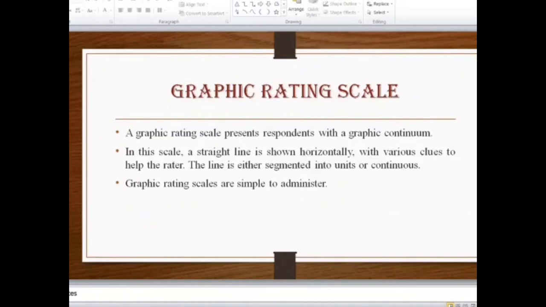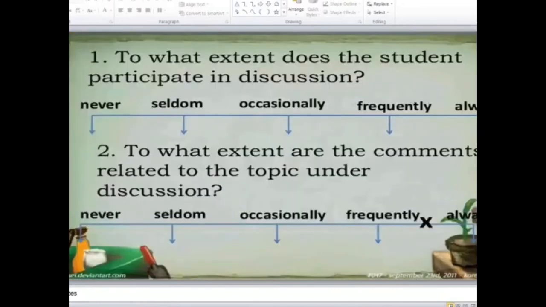Research has indicated that 5 to 9 scale points result in the highest quality of rating. And these graphic rating scales are simple to administer. It is very simple to administer because, see this example, in a line it represents a continuum from never to always or from always to never. I am reading the first statement. To what extent does the student participate in discussion? Always or frequently or occasionally or seldom or never. It is represented in a continuum. So it is called a graphic rating scale.